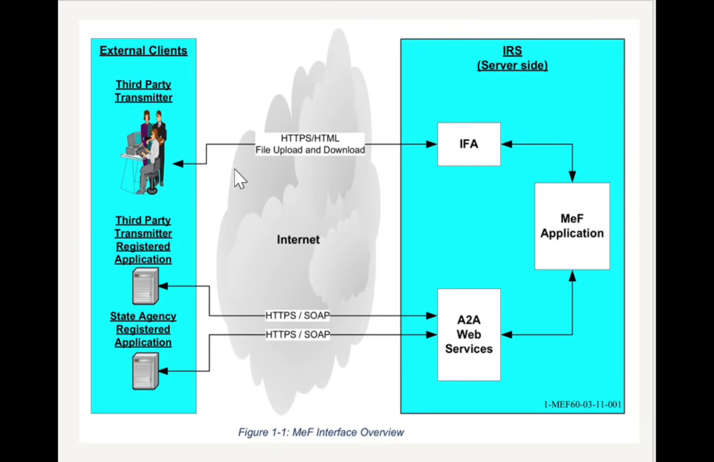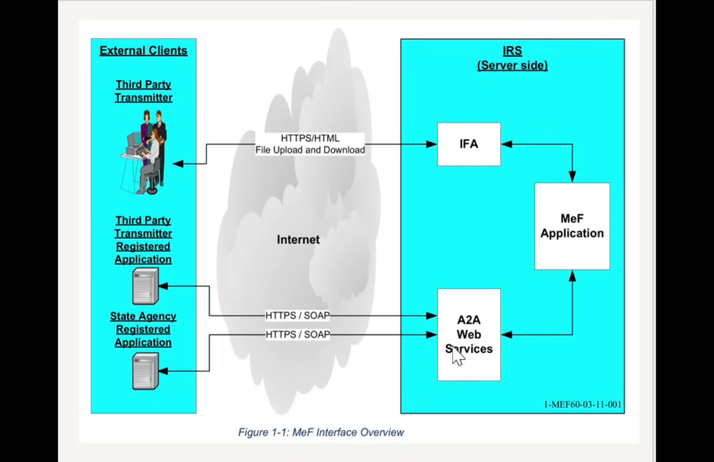So you see that this is the HTTPS HTML, the third-party transmitter. They interact with IFA, the internet filing application. So there are two communication channels. The first one on the top is the IFA channel, the internet filing application, a browser-based manual upload for small volumes using the HTTPS HTML protocol that you learned in the web programming classes. And then the advanced web services, which are also covered in some of our CS 300, 400 level courses.